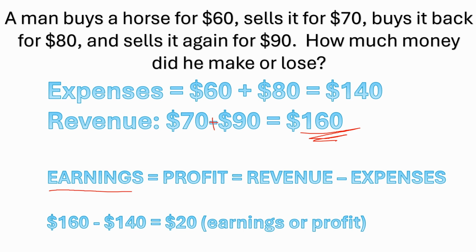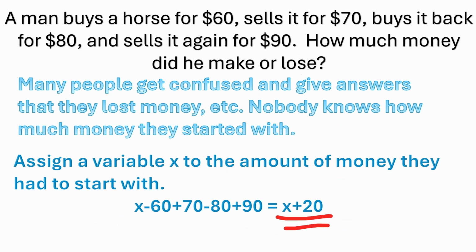So earnings, and I see this confusion too. It asks us how much did he make or lose? Well, I look at make as profit. How much did he make? That's also earnings. Earnings is equal to profit. That's equal to the revenue, which is the amount of money that came in, minus the amount of money that went out, or revenue minus expenses. That's 160 minus 140, which is $20. So again, $20. Many people are getting confused and give answers, like I said, that he lost money, etc.